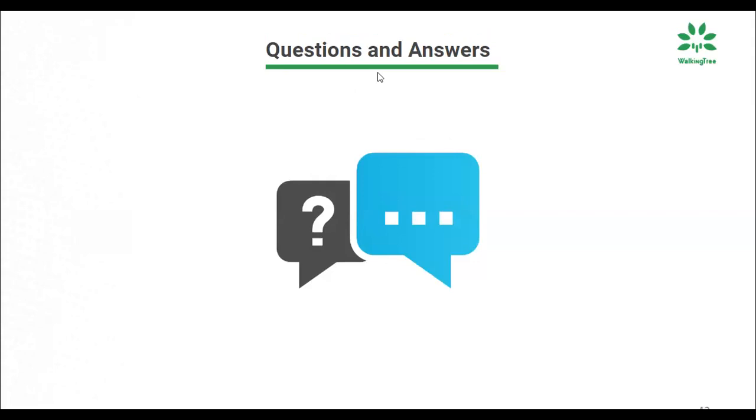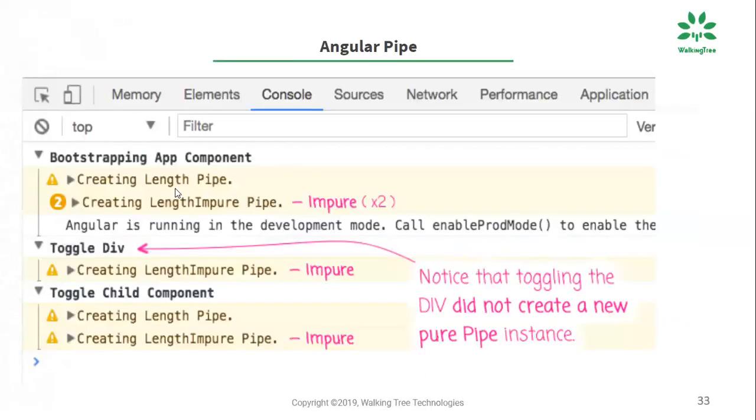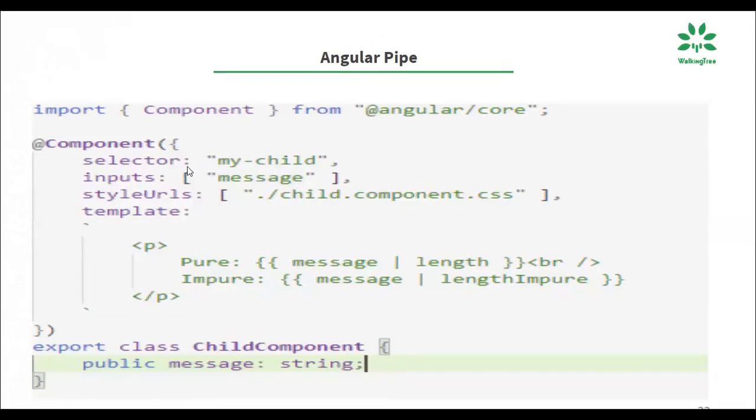Metadata. You were able to see my screen, right? Let me go back to the presentation and show you one class that I have created. Here you can see in the component annotation, we are giving information like what the selector could be, what the inputs are, what the style URLs are, what the template is. These are called the metadata, the main data that we use for component creation.